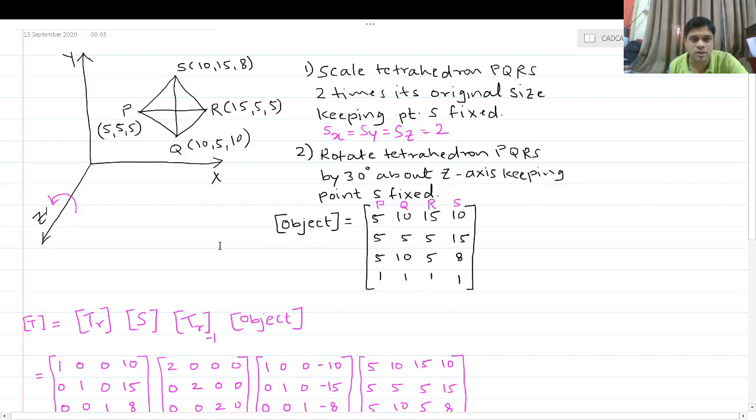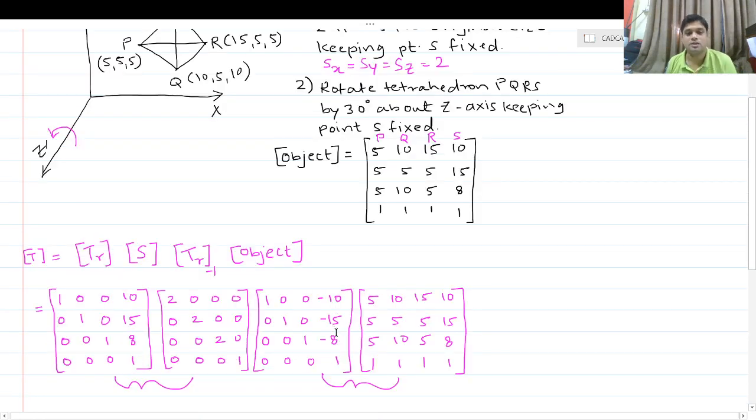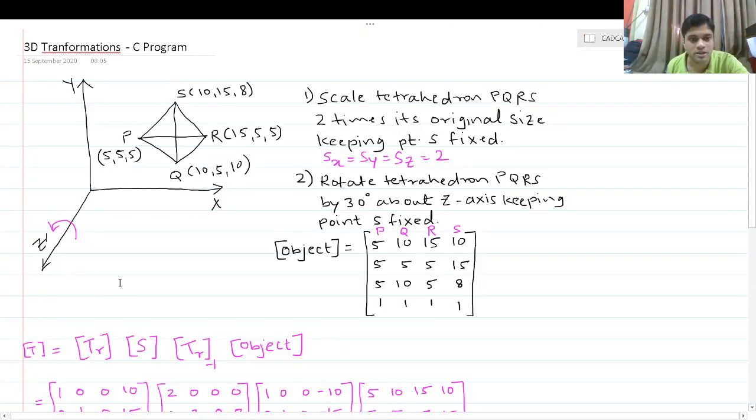Keeping point S fixed. So basically what we have to do is keep this point S fixed and rotate this about z by 30 degrees. So how will that be achieved? That will be achieved in a more or less similar manner. Since we have been given a reference to rotate the tetrahedron, we will first translate that reference to origin, carry out the rotation, and again translate that reference back to its original position. So we will have the back translation by the same amount, minus 10, minus 15, minus 8. Then the rotation about z by 30 degrees, and then forward translation by the same amount to bring point S back to its original position.